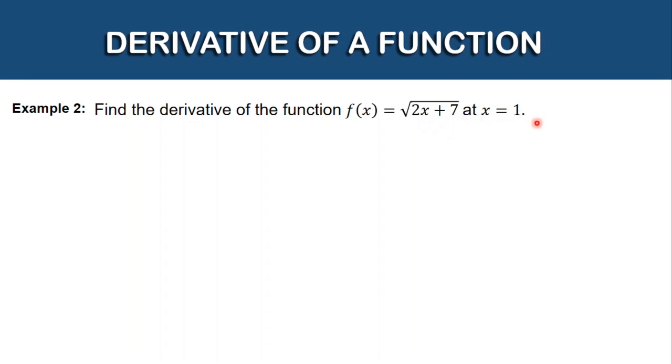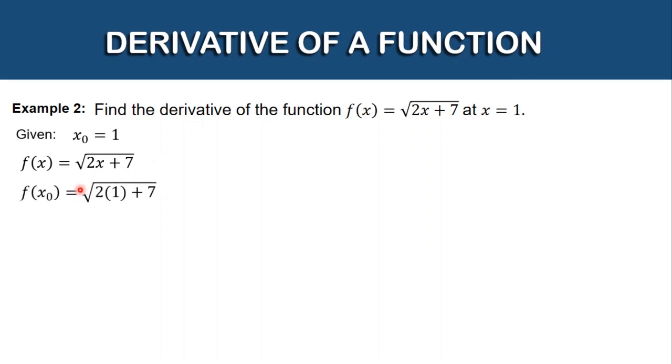So just like what we did in our first example, let's list down our given. So our first given, x sub 0 is equal to 1. And this is our function. F of x is equal to the square root of the quantity of the sum of 2x and 7. Then f of x sub 0. So dun sa loob ng square root natin, we have 2 times 1 plus 7. So 2 times 1 is 2 plus 7 is 9. And the square root of 9 is 3.